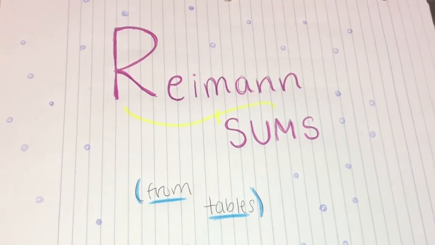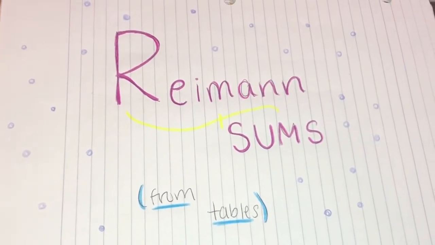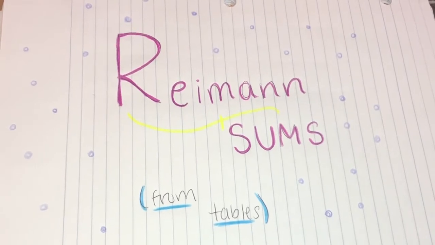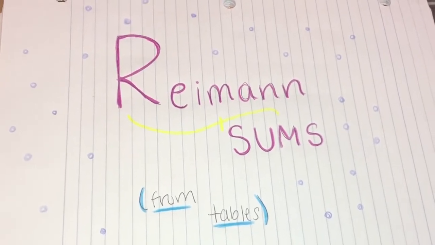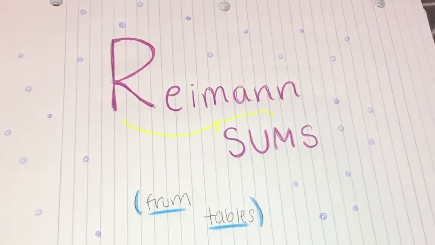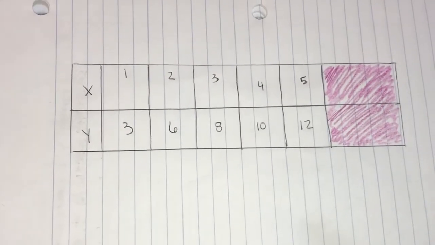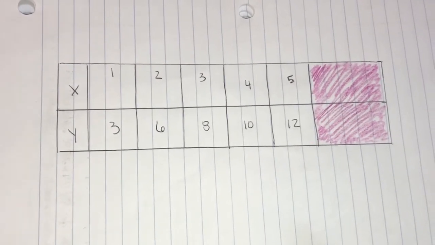One of today's trending topics seems to be the elusive Riemann sum. While Riemann sums can seem intimidating, today we'll teach you how to calculate these from tables. Today we're just going to focus on left, right, and midpoint sums. We'll use this table to show you how easy they are to solve.